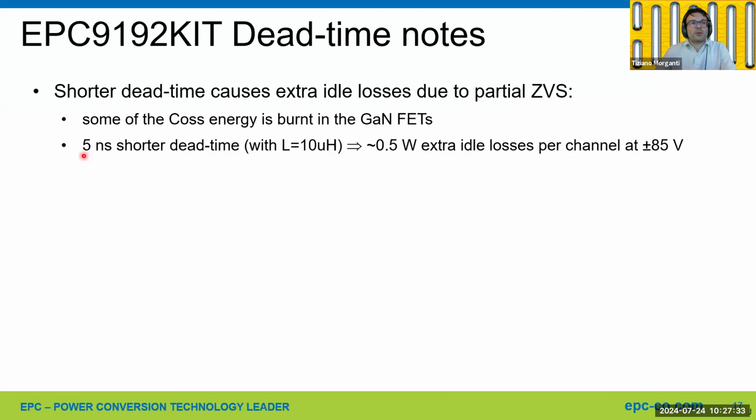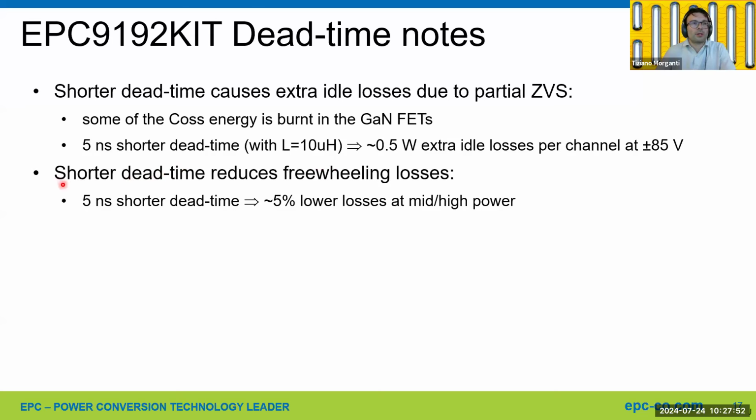So we could see that every 5 nanoseconds of shorter dead time with the used inductor means about 0.5 watts of extra idle losses at the maximum rails of plus minus 85 volts. Also, shorter dead time is reducing the losses in the freewheeling at high power. Every 5 nanoseconds shorter dead time gives about 5% lower losses at medium to high power. Also, shorter dead time is reducing THD, especially at the high frequency measurements at 6.66 kilohertz.